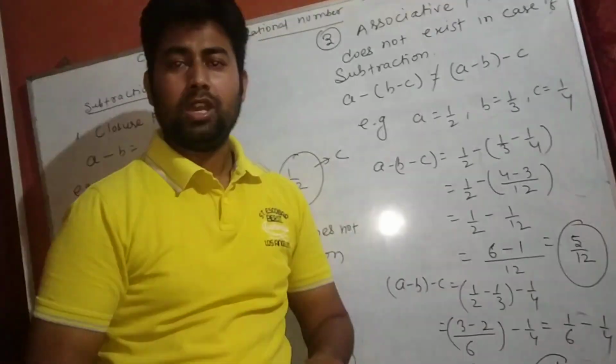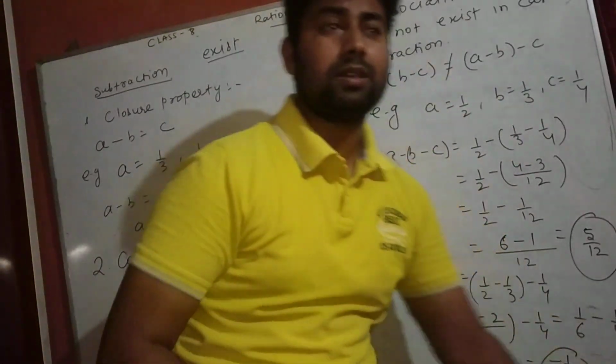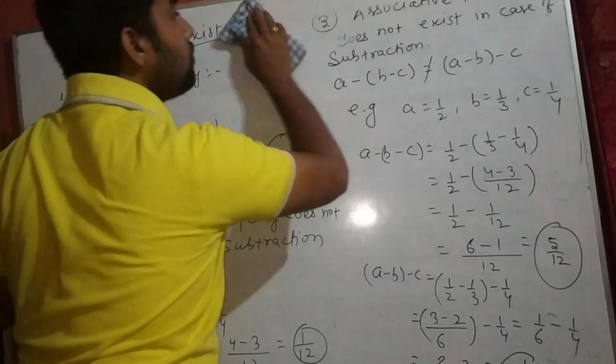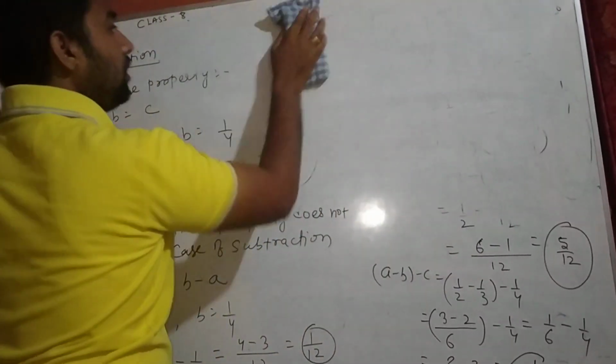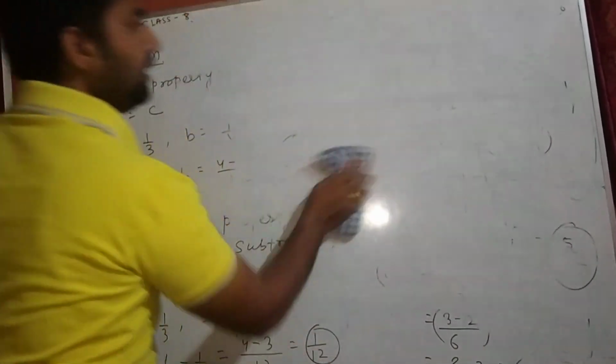Okay. Now we will see one of the last properties for subtraction, that is the zero property for subtraction. What does this property state? Let us see.